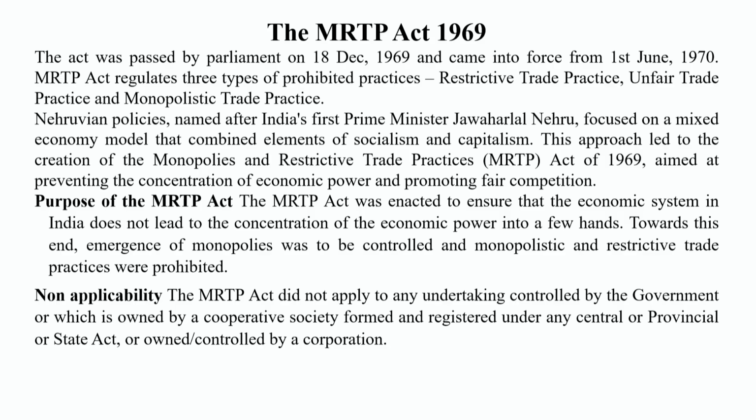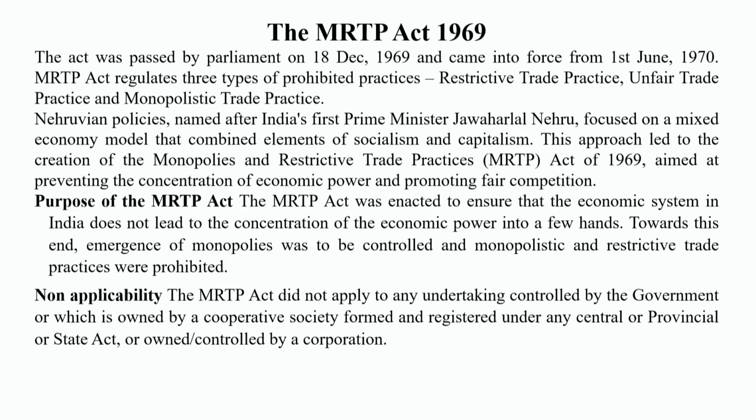Towards this end, the emergence of monopolies was to be controlled, and monopolistic and restrictive trade practices were prohibited. If you see the aim, it is twofold. The first is to control the concentration of economic power which was under a few hands, and the second is the prohibition of monopolies. With this objective, this act came, but the lacuna, or the requirement of that time, you can say, was because of the non-applicability of the act.